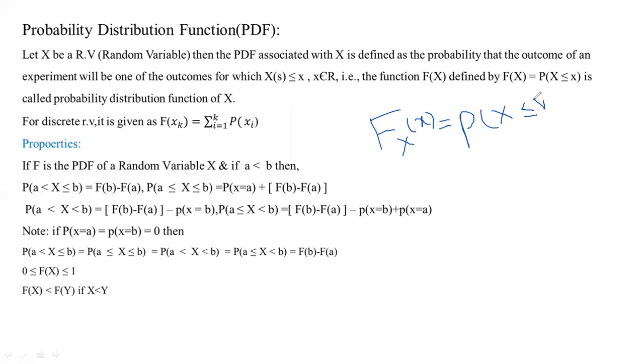This probability distribution function is also called the cumulative probability distribution. Basically, the probability distribution function we indicate with capital F of x. This is regarding the discrete probability distribution.